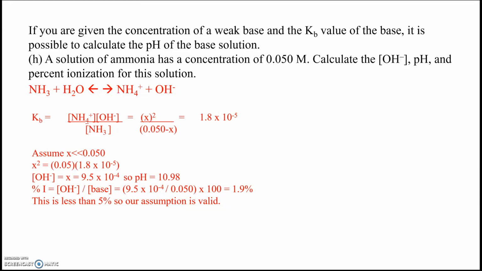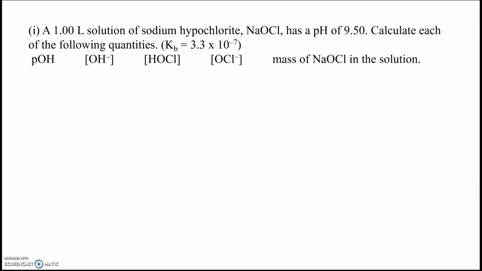Now, percent ionization. We take our OH minus concentration, which is 9.5 times 10 to the minus fourth, divided by our initial base concentration, multiply by 100, and we get 1.9%, which shows us that our assumption of less than 5% is a valid assumption.